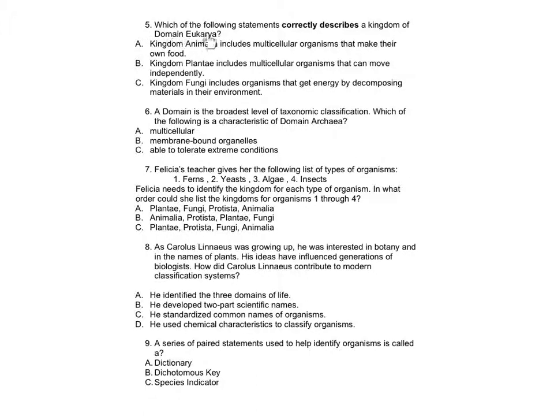Number 5. Which of the following statements correctly describes a kingdom of domain Eukarya? A. Kingdom Animalia includes multicellular organisms that make their own food. B. Kingdom Plantae includes multicellular organisms that can move independently. C. Kingdom Fungi includes organisms that get energy by decomposing materials in their environment.